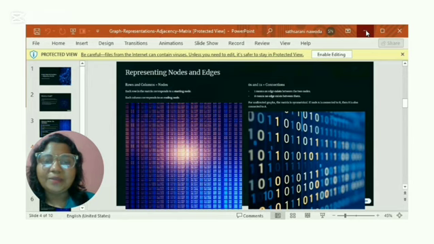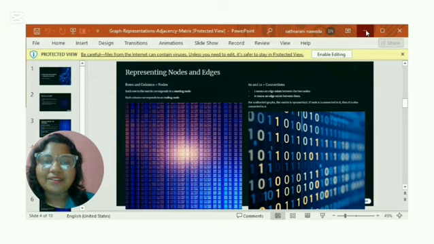In the adjacency matrix, each row represents a starting node. Each column represents an ending node. If the value at row i and column j is 1, then there is an edge between node i and node j. If the value is 0, then there is no edge. This makes it very easy to check connections in a graph.